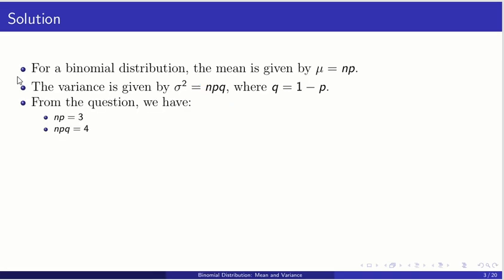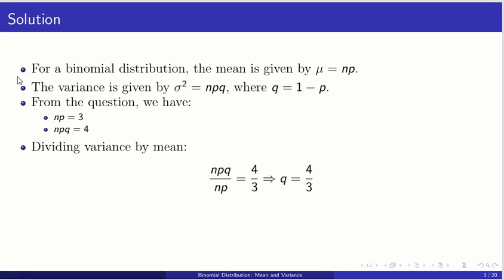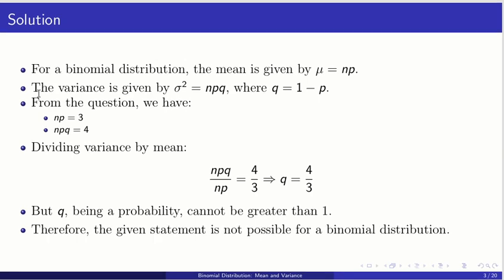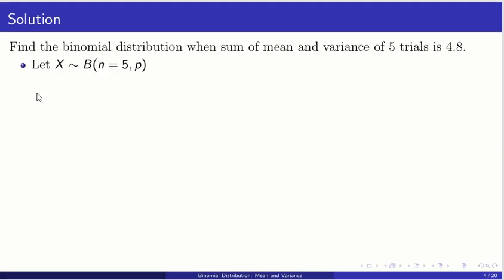So from the question, NP is equal to 3 and NPQ is 4. If we divide NPQ by NP, that means we divide variance by mean, we get Q, that is 4 upon 3. Because Q is a probability and it cannot have a value greater than 1, this is not possible. Let us see the second question.